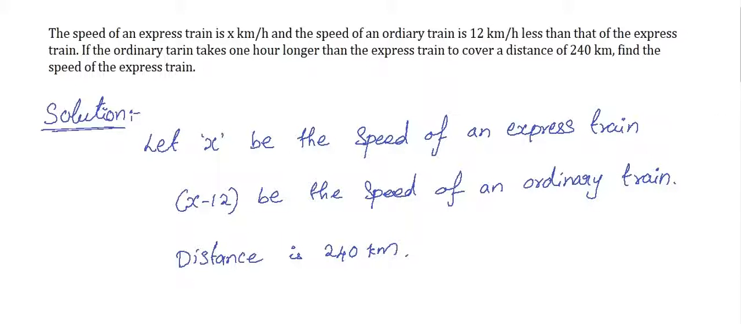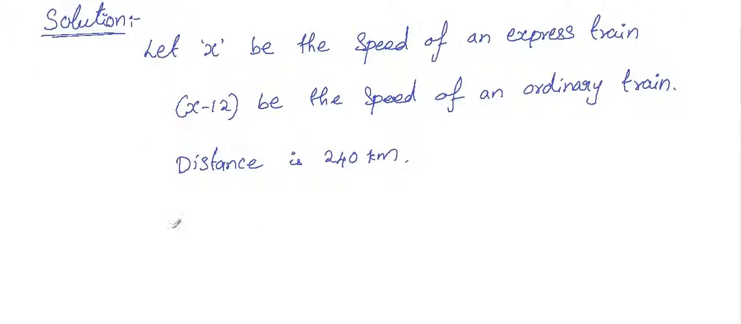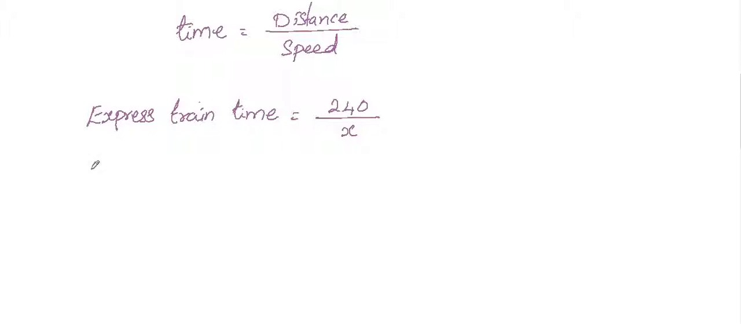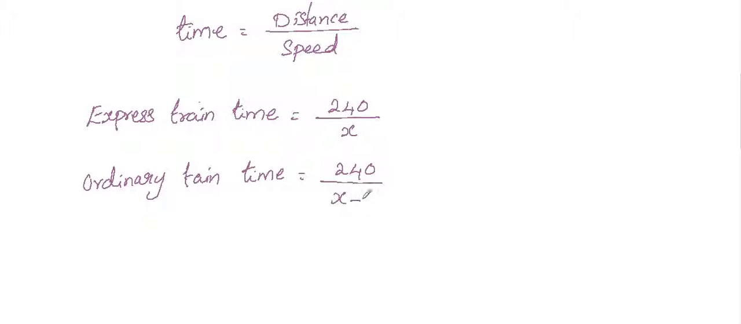So we need to find the time for both the trains. We know that time equals distance divided by speed. So the express train's time is, the distance is 240 kilometers and the speed is x, so 240 divided by x. Similarly, the ordinary train time is 240 divided by x minus 12.